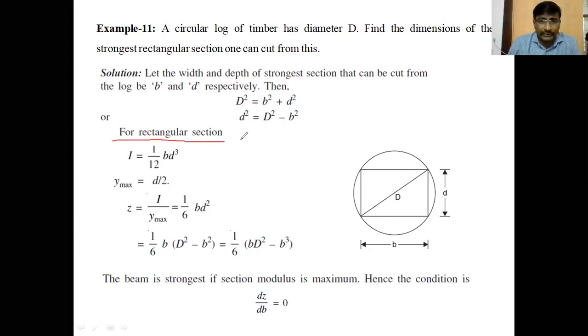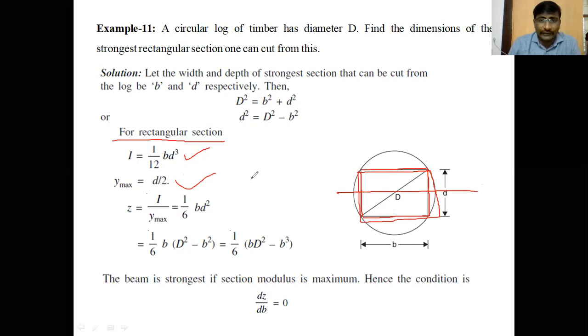For a rectangular section, what is the moment of inertia of this rectangular section? Moment of inertia for the rectangular section about the neutral axis is bd cubed by 12. As we know, bd cubed by 12 is the moment of inertia about the neutral axis. So what is the y maximum for this rectangular section?